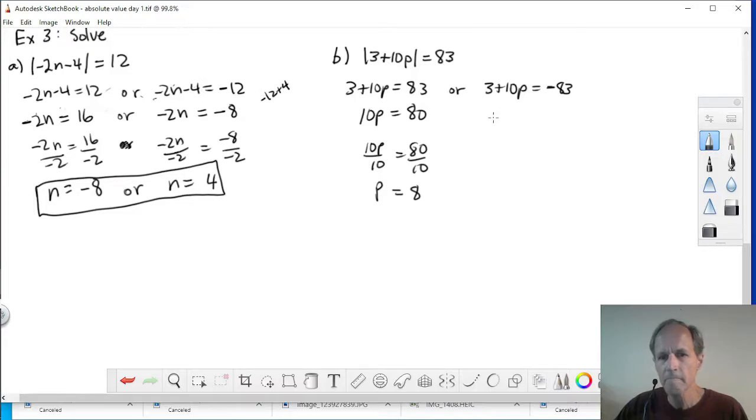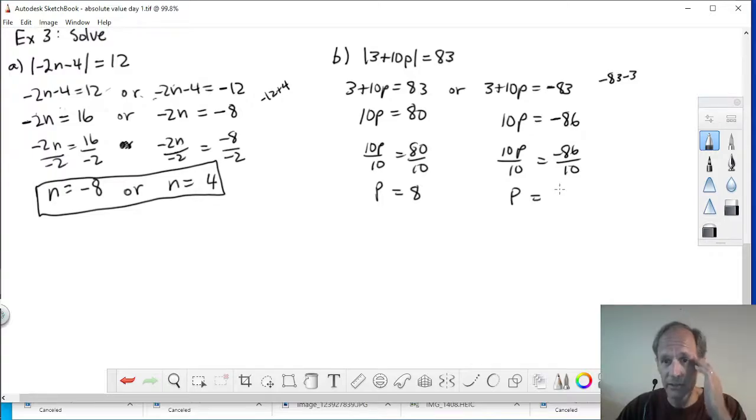Over here, subtract 3 from both sides. 10p equals, subtract 3 from negative 83. Scribble it over to the side to make sure we don't make a mistake. Negative 83 minus 3, negative 86, right? Okay, now divide both sides by 10. P equals, and you could punch this into a calculator, get negative 8.6.